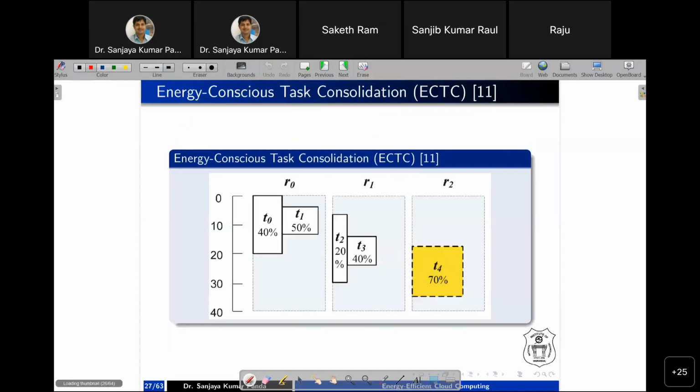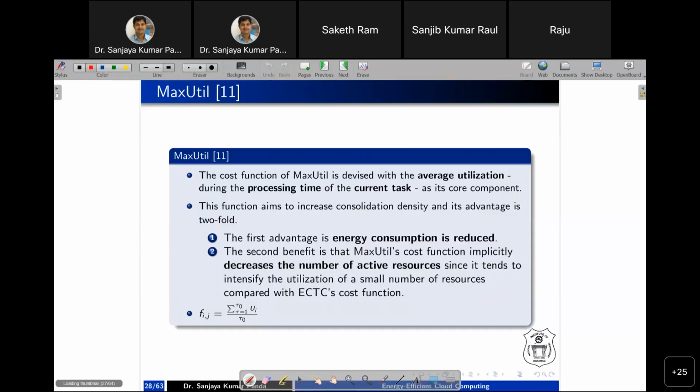After assigning T3, if you are going to assign T4, T4 is not going to be accommodated in R0 and R1 because it is going to take 70% of the time. 70 and 40% is 110%. So this machine is not suitable. 70% and this 20 and 40, that is 60, right? 60 plus 70 is 130%. So R1 is not suitable. So we have to go to R2. We have to execute the task T4 in resource R2.